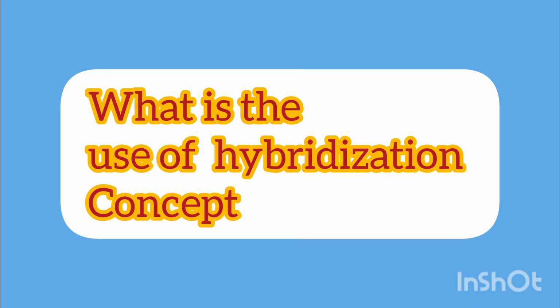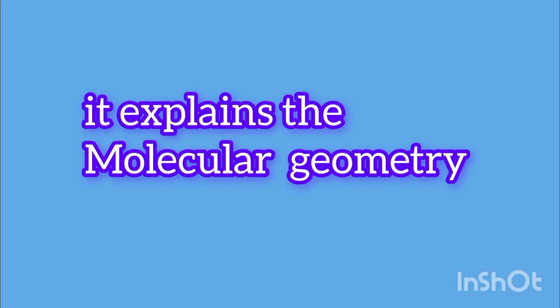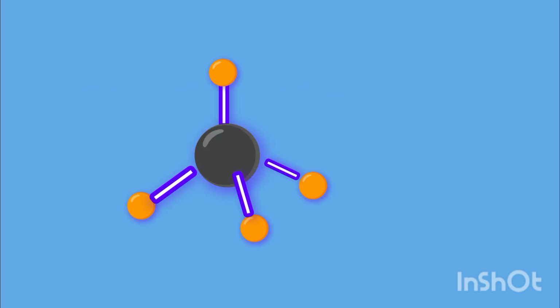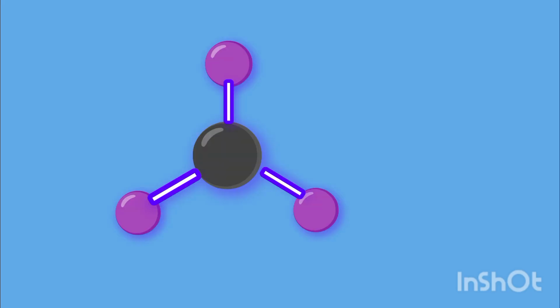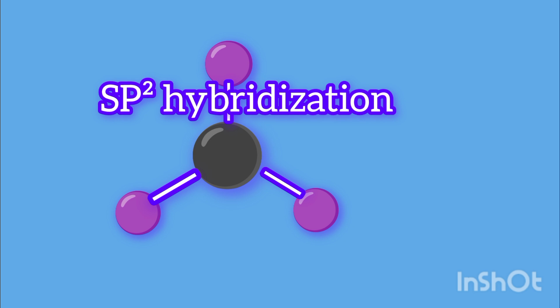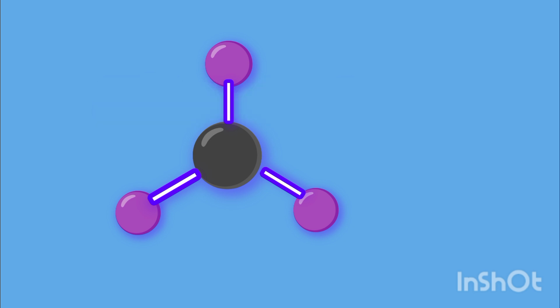What is the use of the hybridization concept? Actually, it explains the molecular geometry. The tetrahedral molecular geometry is very well explained by sp3 hybridization. sp2 hybridization is suggested in order to explain the trigonal planar molecular geometry.